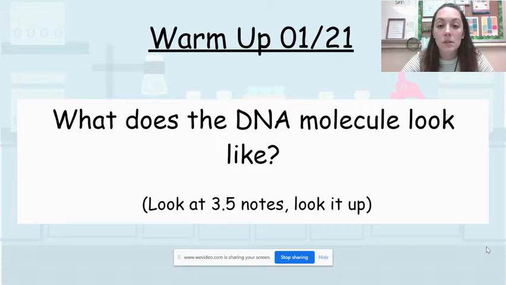What other answer I want you to provide is, what does that represent, or what is it related to? You can look back at your 3.5 notes. You can look at your 3.5 review as well. But besides it being called a double helix, what similar thing does it represent, or what does it look like? Once you're done with today's warm-up, we're going to jump over to Schoology and walk through what we're doing today.